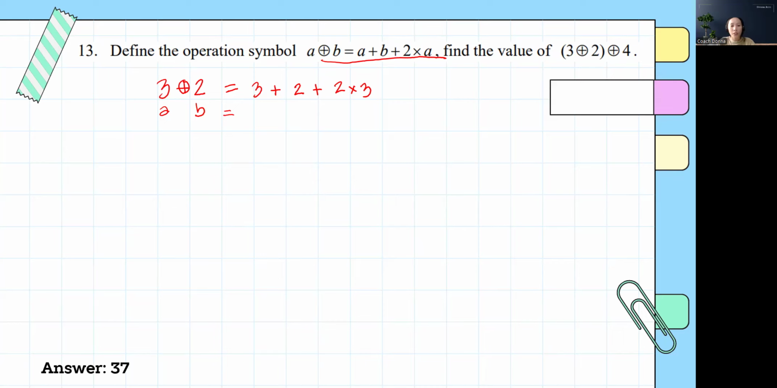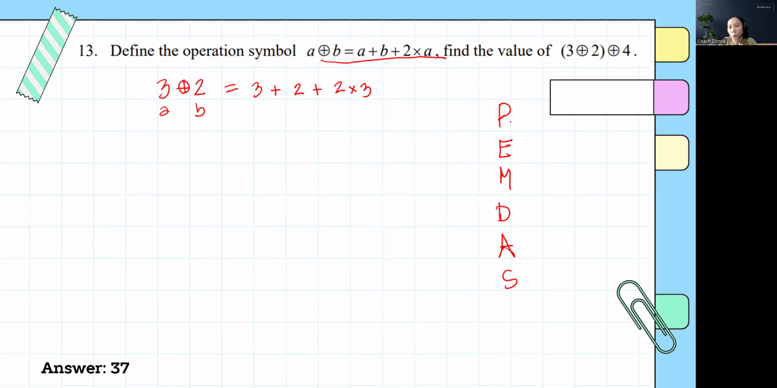Okay, so let's continue. We have defined the operation symbol like that, and then let's perform this one. This means we have 3 plus 2 times 3. And again, according to PEMDAS, let's write it out here: P, E, M, D, A, and then S.